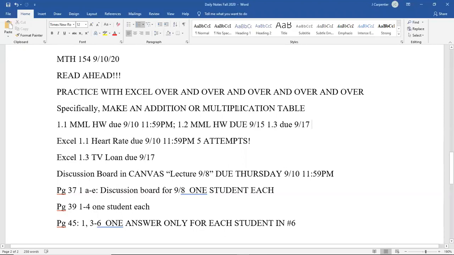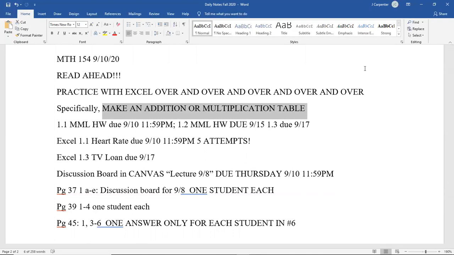Last class, we asked that you make your own addition or multiplication table. I showed you exactly how to make the multiplication table. I did a 10 by 10. You can make it whatever size you want. You do not have to turn that in. That is for your own practice and will be relevant for the Excel homework 1.8 BMI assignment. I've already alluded to that multiple times. Not going to waste a lot of time talking about it again. See the previous lecture in regards to that.